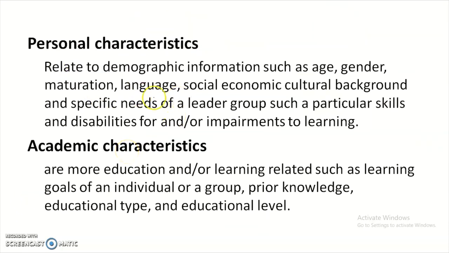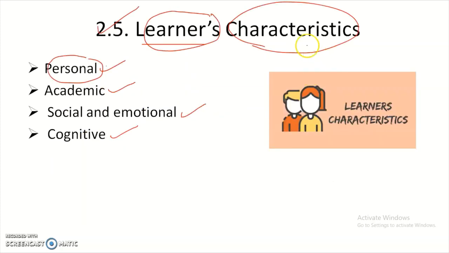Okay, here you can see the maturity levels of the individuals and the demographic information. At which place they are located also affects their personal characteristics, just like age, gender, language, social, economic, cultural background, and the specific needs of the learner groups. All these personal things will impact the learner's characteristics.